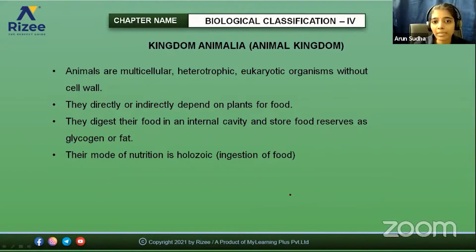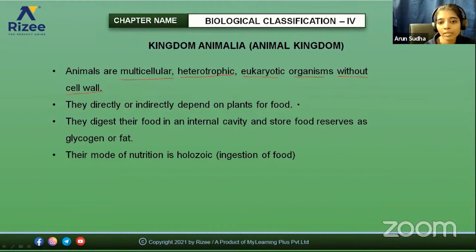So the next kingdom is Animalia. In Animalia, what is the feature that differentiates kingdom Plantae from Animalia? Here also they are multicellular. There it is autotrophic; here it is heterotrophic, that is, dependent on plants for their food. They are also eukaryotic organisms, but here they have no cell wall, whereas plants have a cell wall. So they directly or indirectly depend on plants for food. So all the animals are dependent on plants for food.